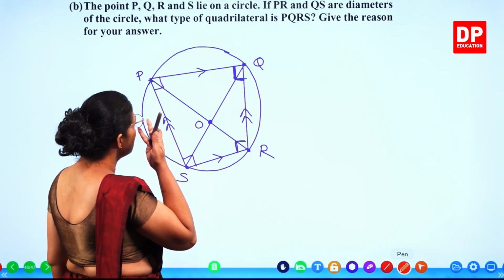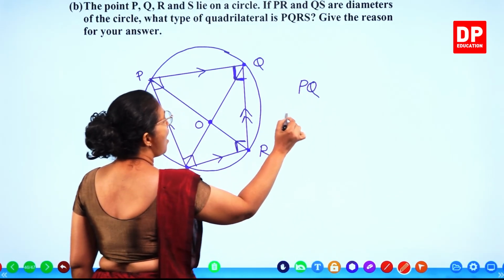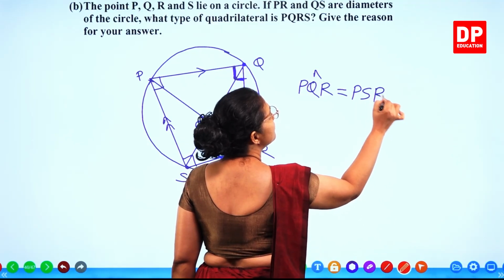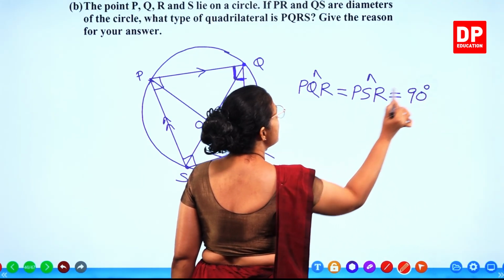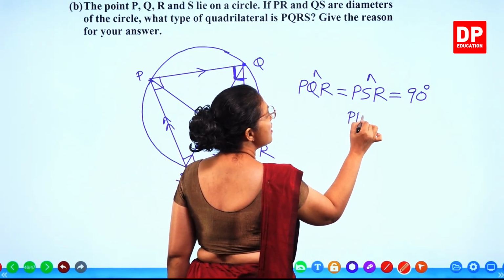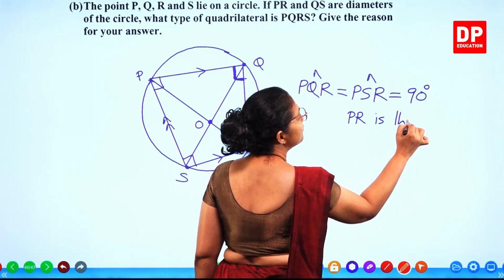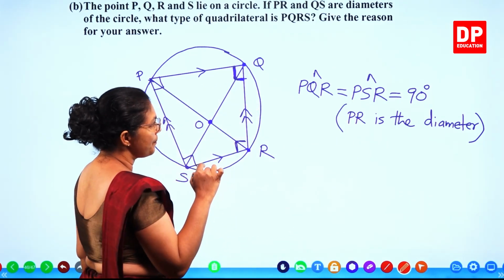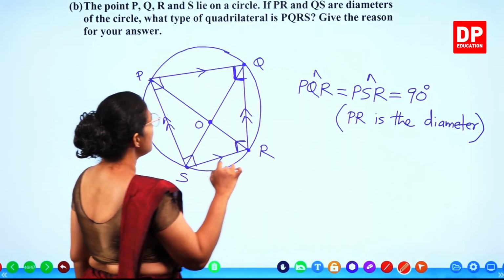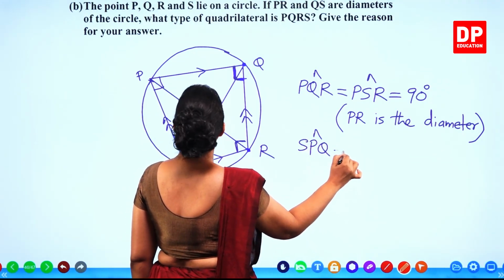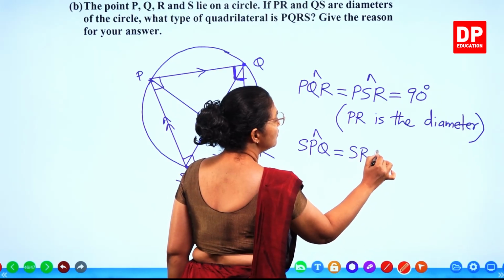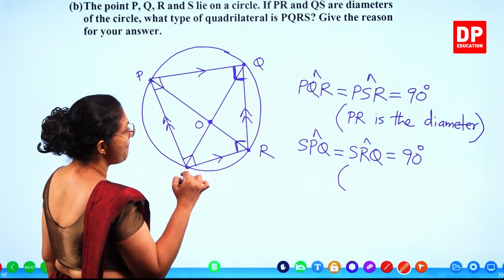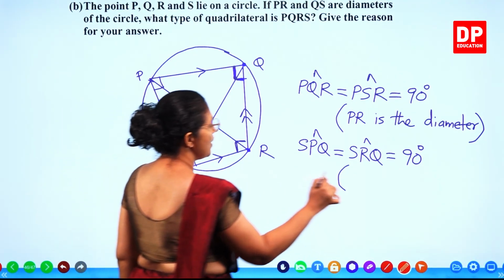So we can first write PQR angle or PSR angle. Both are 90 degrees because PR is the diameter. Okay. Then same way you can write PQ is equal to SRQ. That's also 90 degrees. Same reason. What's the reason now? That's QS is the diameter.